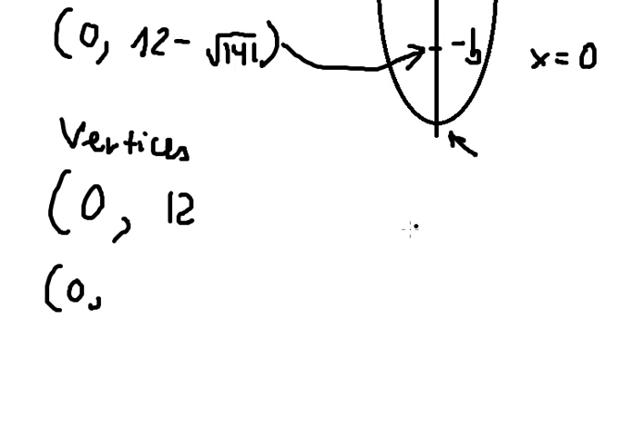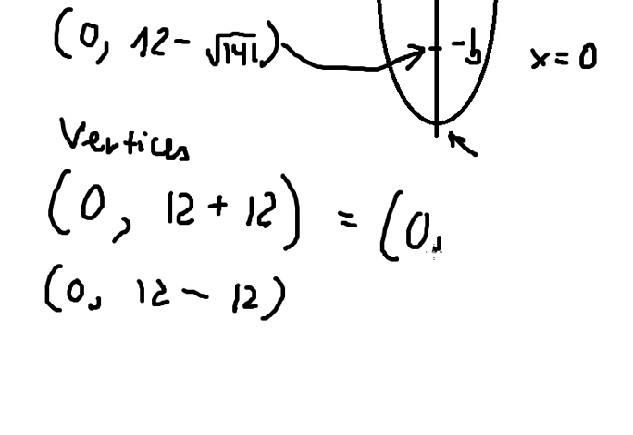For this one, we need to add b. That is about 12. And the second one, we need to minus about b. That's about negative 12. So this one, we have 24. And the second one, that's about 0, 0.